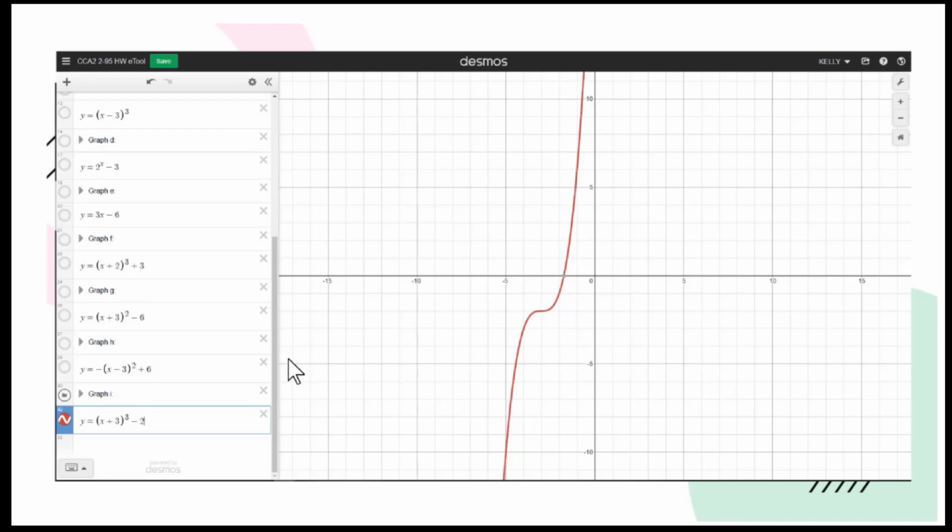Now, one thing I want to point out, this is an e-tool. So if you want to go back and review, you can go ahead and go back and review and do these on your own as well and just check them. But that's all there is to this problem. And I know it was a long one, but they gave us a lot of graphs. All right, take care. Moving on.